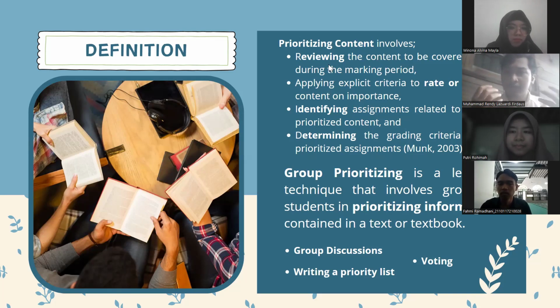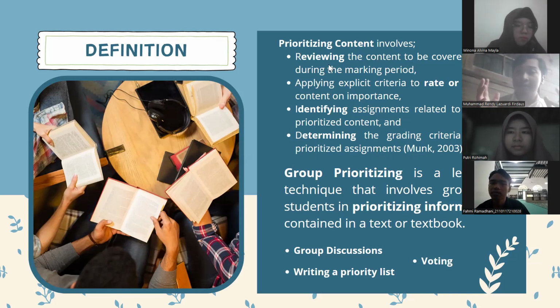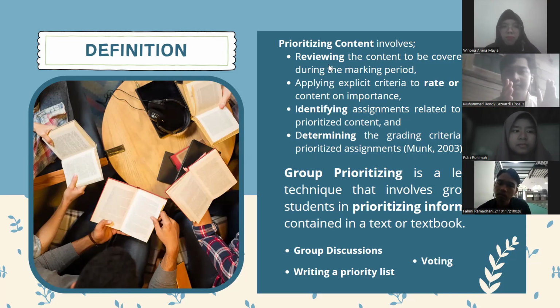Now, back to the question, what is group prioritizing? It's basically the same. However, it contains the word group in it, so it becomes a collective process. It becomes an action that can be conducted by many people. So group prioritizing, in the context of students in textbook learning, is a learning technique. It is a collective learning technique that involves a group of students in prioritizing information contained in a text or textbooks.